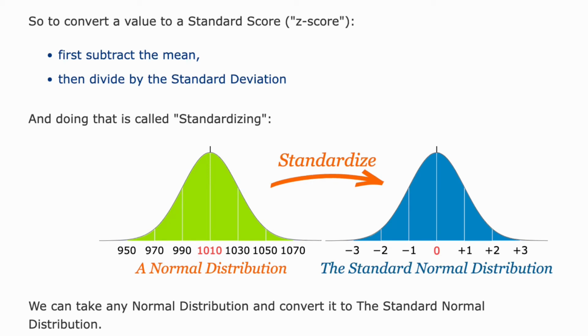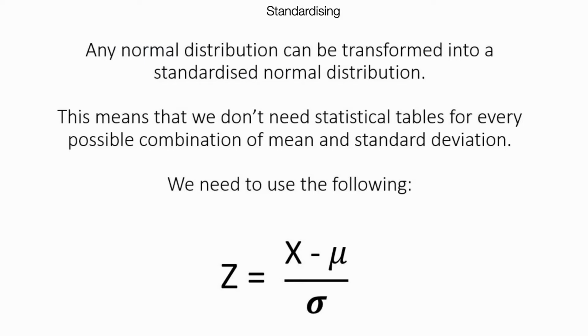So in this video we're going to look at standardising, which means we can transfer any normal distribution to the standard normal distribution with a mean of 0 and a standard deviation of 1. And to do that, we first of all subtract the mean and then divide by the standard deviation. So as a formula, this looks like this.